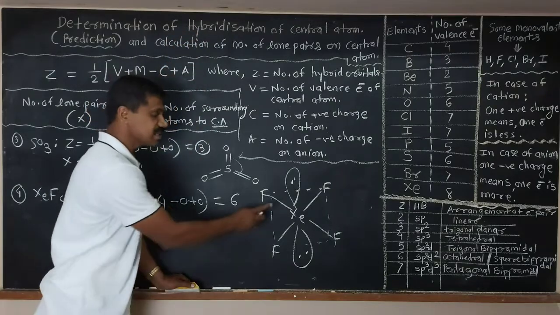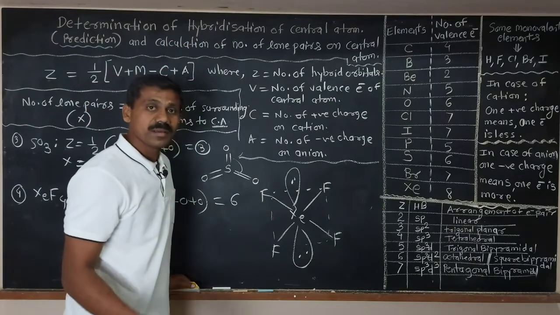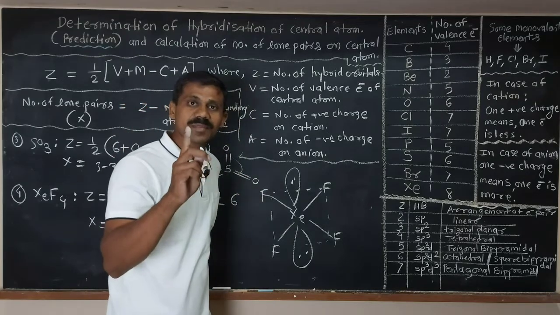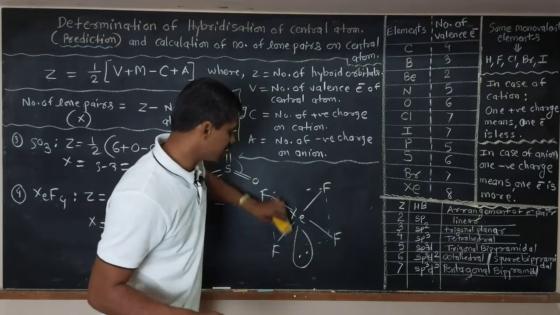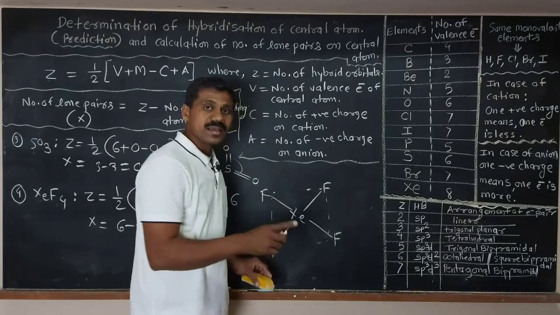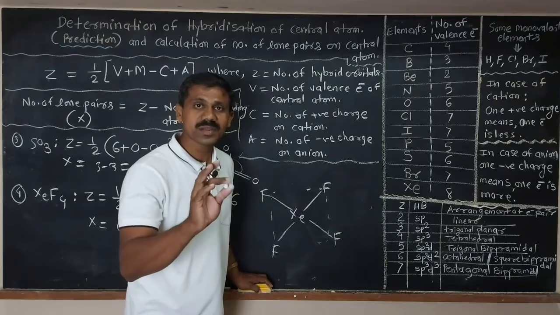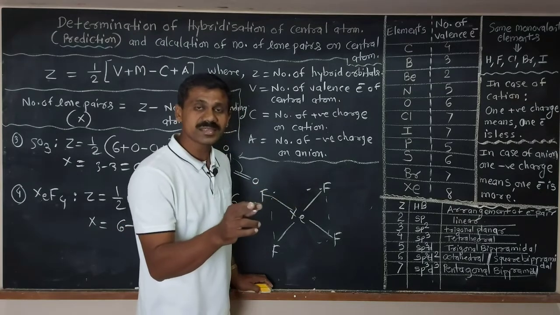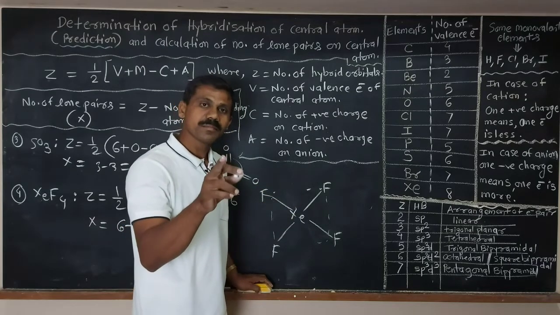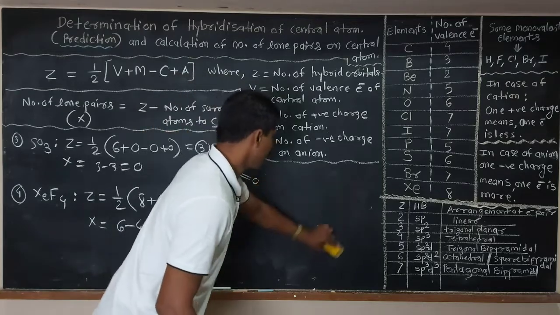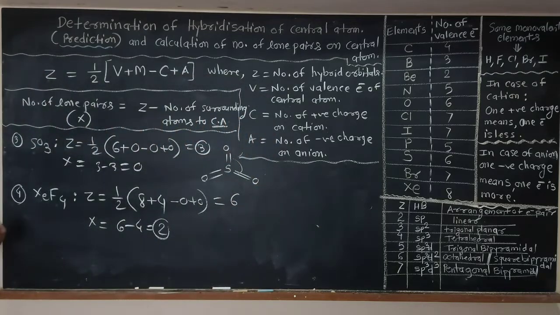Okay, the geometry is square bipyramidal, but in determination of shape of that molecule, lone pairs are not considered. Geometry is square bipyramidal or octahedral. In determination of shape, lone pairs are not considered. That's why it is square planar. Shape is square planar. Geometry is square bipyramidal. Okay. Again, take a screenshot of this.